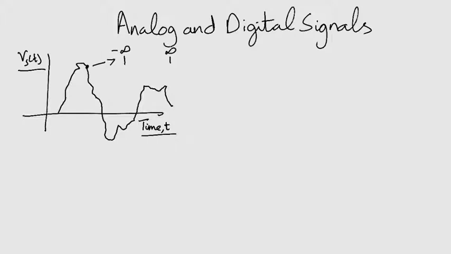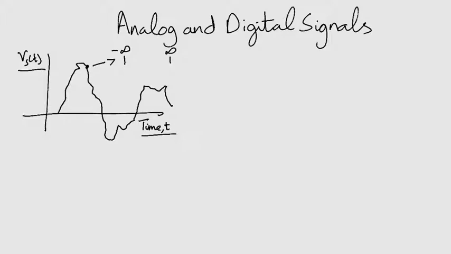Electronic circuits that process such signals are known as analog circuits. The vast majority of signals around us are analog. It is, however, useful to convert analog signals into what is known as digital signals.